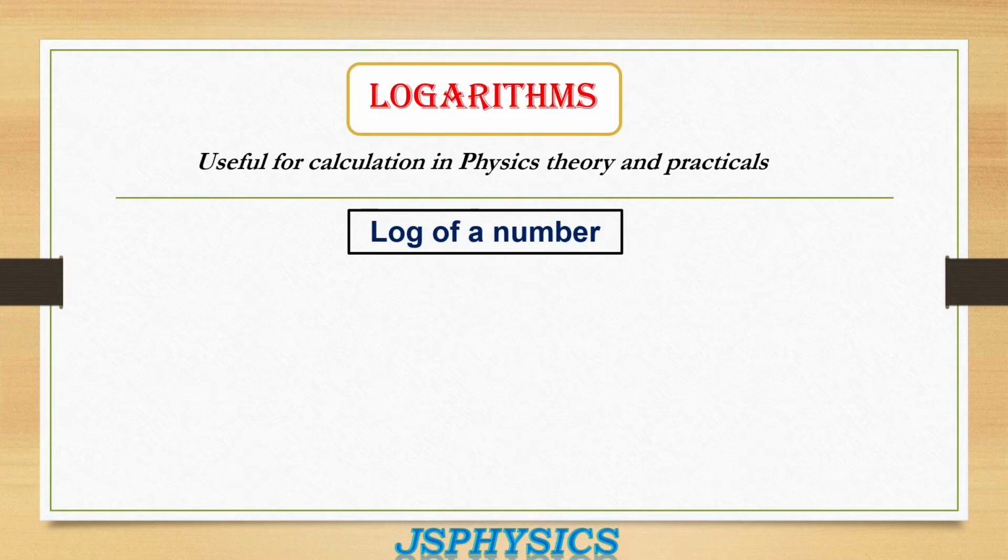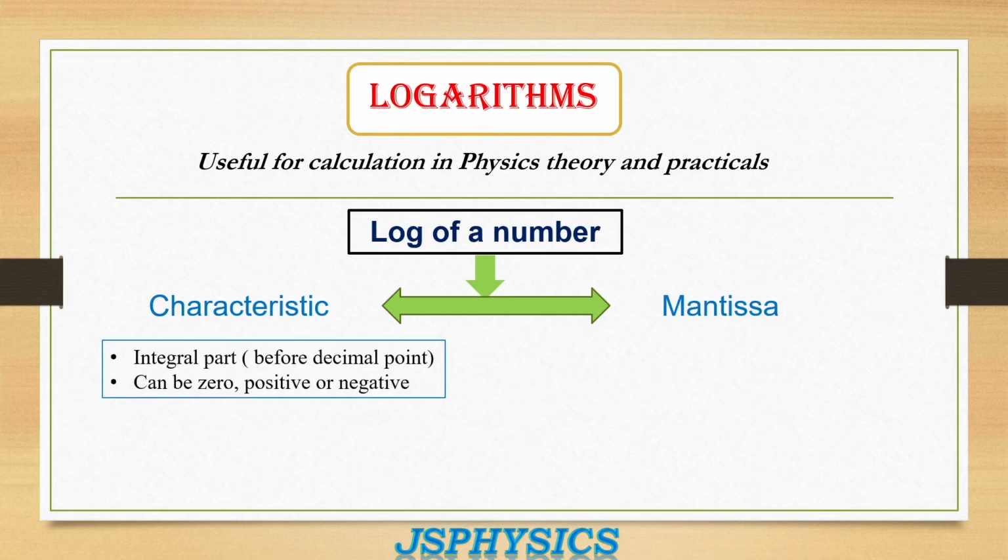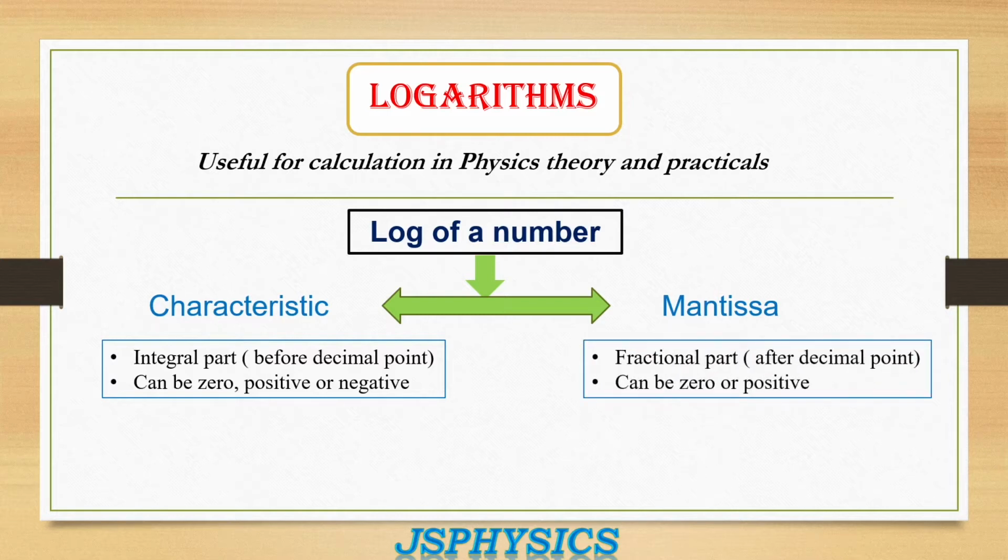Now whenever you find the log of a number, it consists of two things. First thing is characteristic and the second thing is mantissa. Now, what is characteristic? It is an integral part of the logarithms. That means before decimal point, whatever we are writing, that will be the characteristic. And characteristic can be 0, positive or negative. Now, when we talk of the mantissa, it is basically a fractional part of the logarithm. And that can be either 0 or positive. Mantissa can never be negative. So, mantissa basically is the part of the log which is after the decimal point.